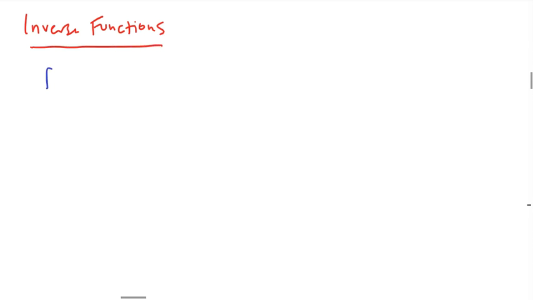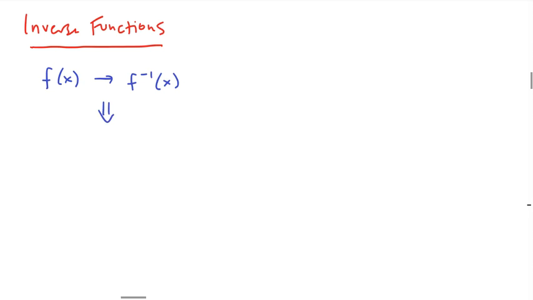So suppose that we have a function f of x, and we have its inverse, which is f negative 1 of x. This is how we denote an inverse. If this was g of x, this would become g negative 1 of x, but it means the same thing. It's just the inverse of the original function. So in order for f negative 1 to be an inverse of f, this property needs to hold.